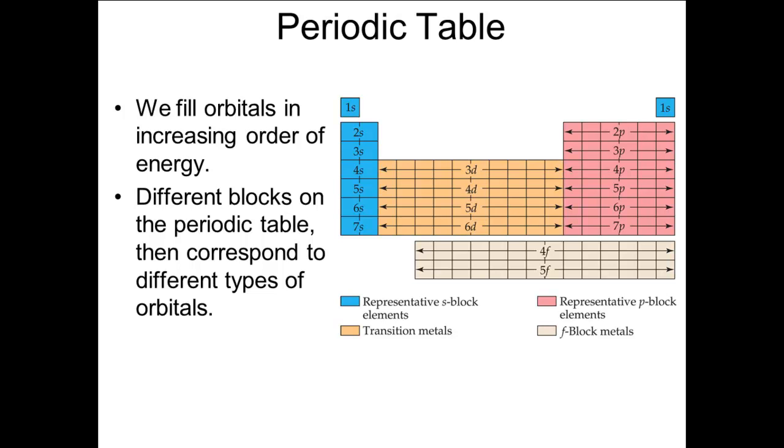The 10 short columns in the middle of the table are the D block, and the configuration will end with a D subshell, one less than the row number. And the 2 rows at the bottom of the table are the F block, which ends with the F subshell 2 less than the row number.